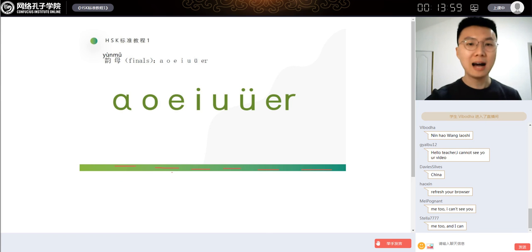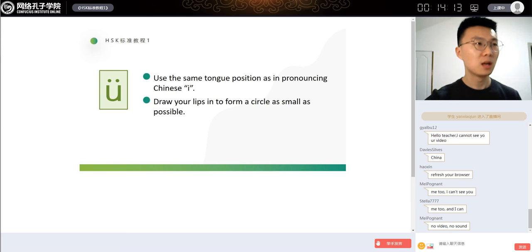Okay, this is o, and this one. It's maybe difficult for you. Let's look at this. When we read ü, we should use the same tongue position as in pronouncing Chinese i. Then draw your lips into form a circle as small as possible. Then try to pronounce it.